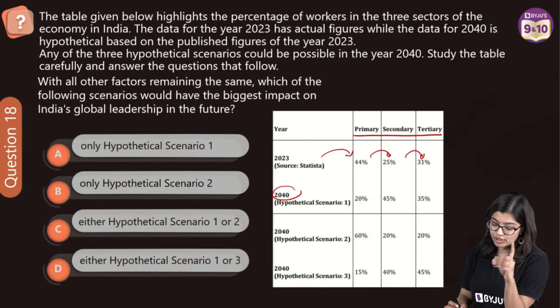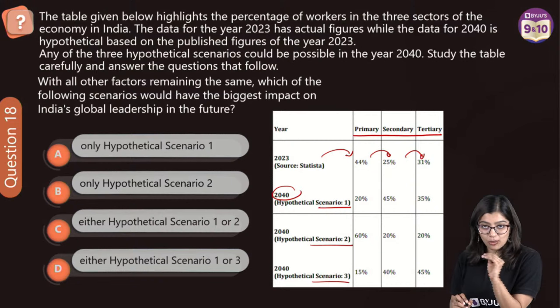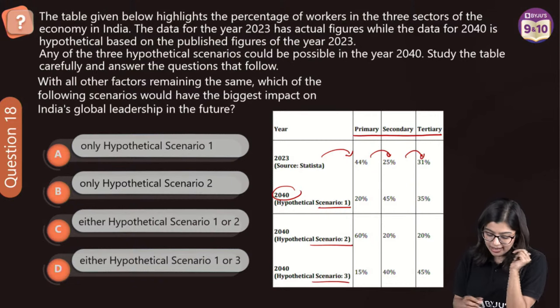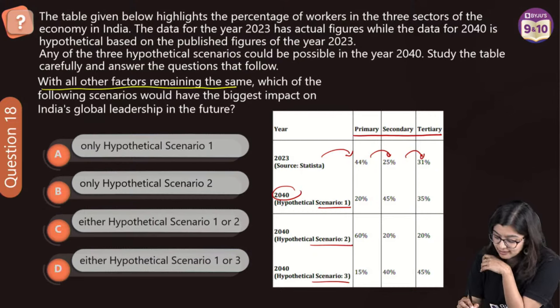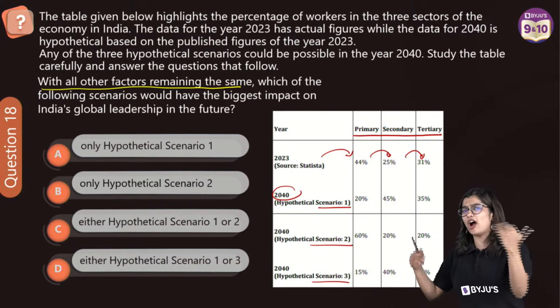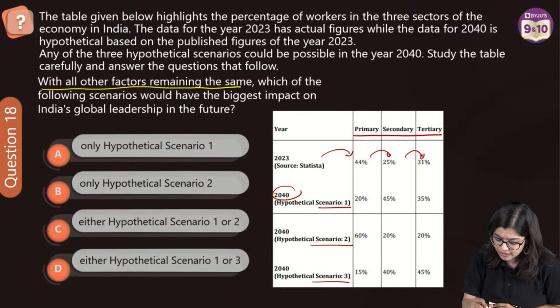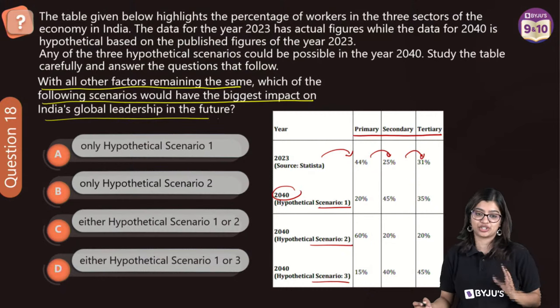Now their contribution could be in three scenarios. You have scenario 1, scenario 2, scenario 3. Break the question down first, okay? Now, what are they asking? They are asking us, with all the factors remaining the same, that means let's assume there's no additional factor, no external change to this, which of the following scenarios would have the biggest impact on global leadership?